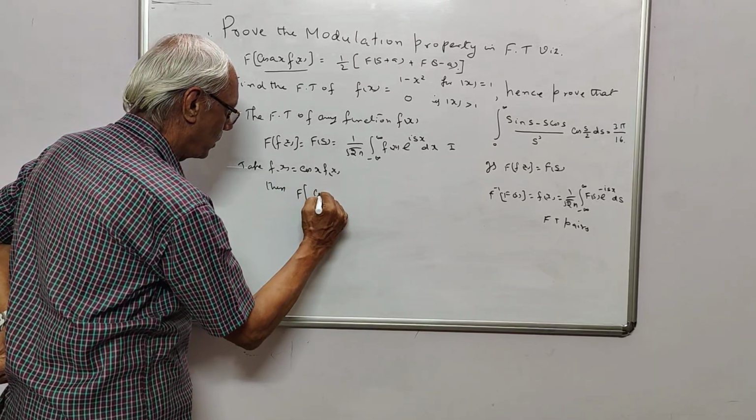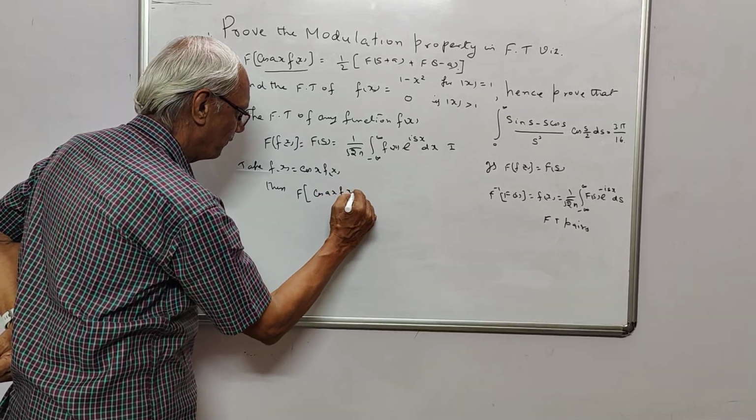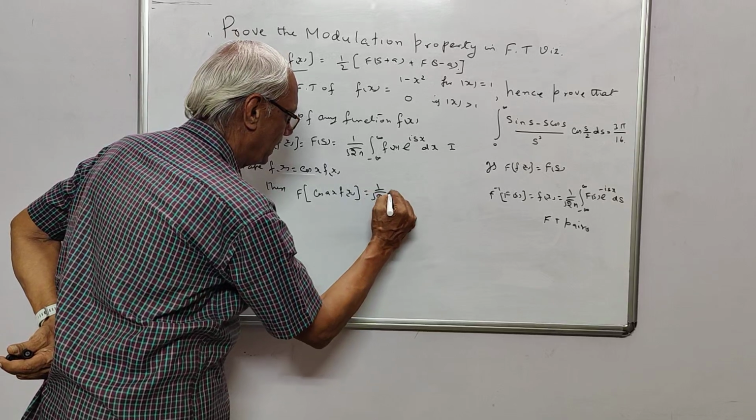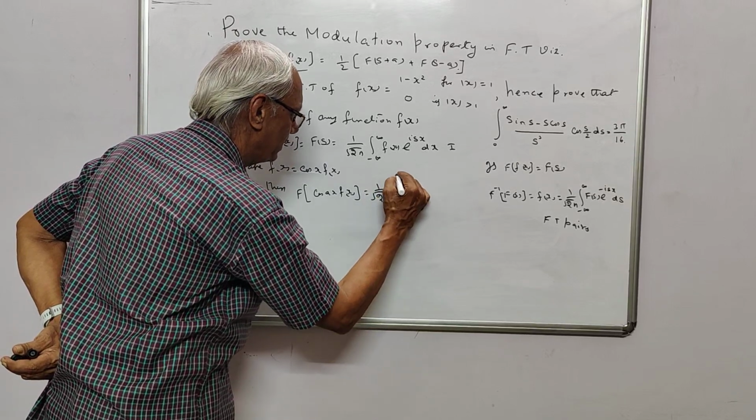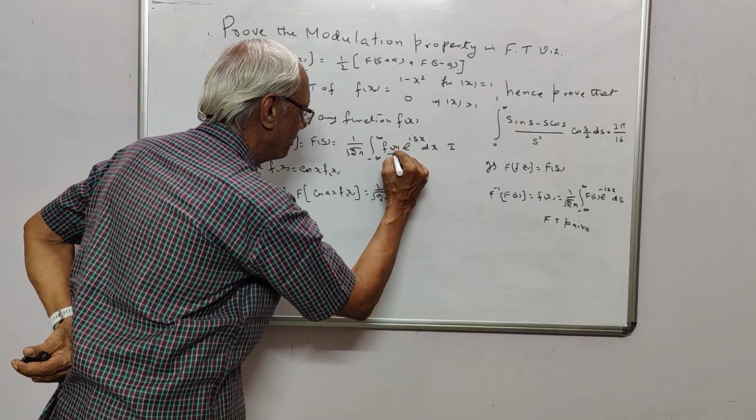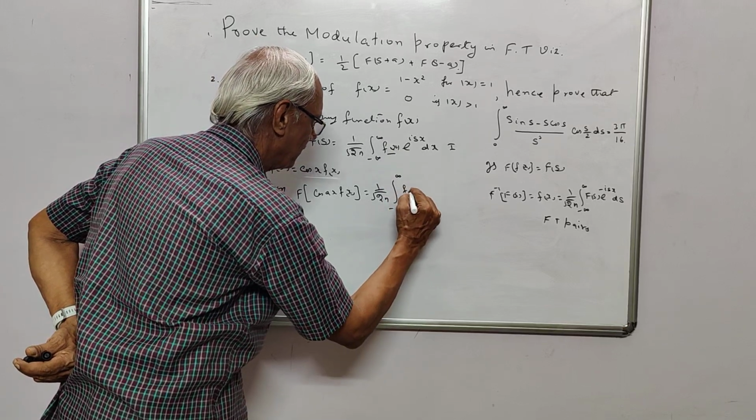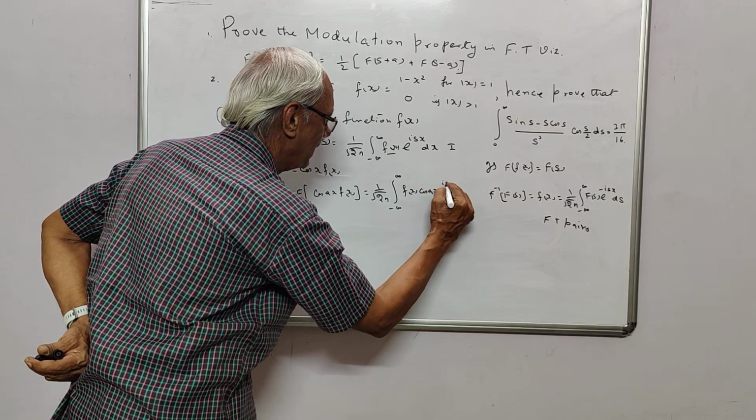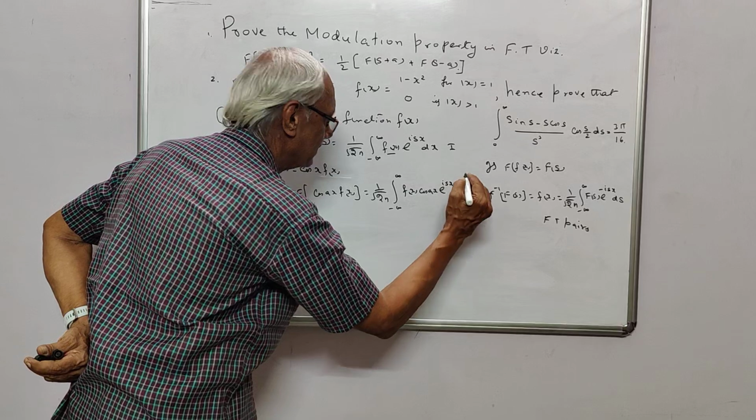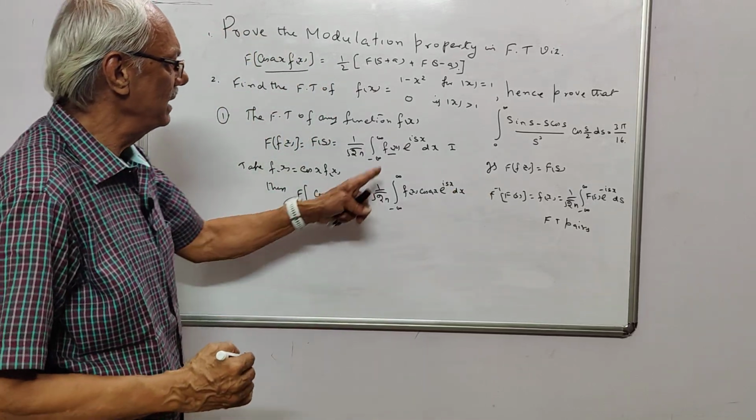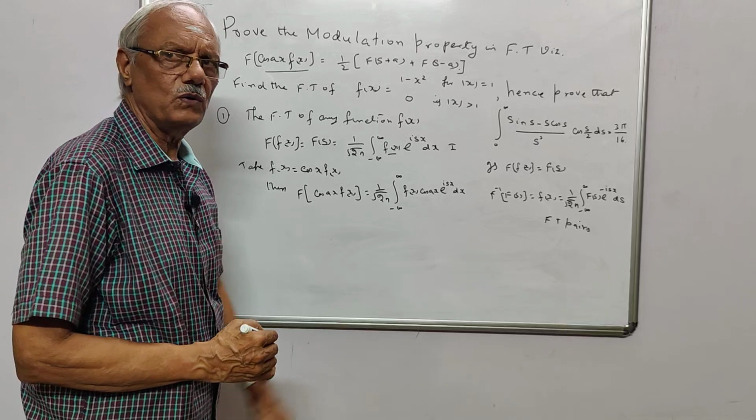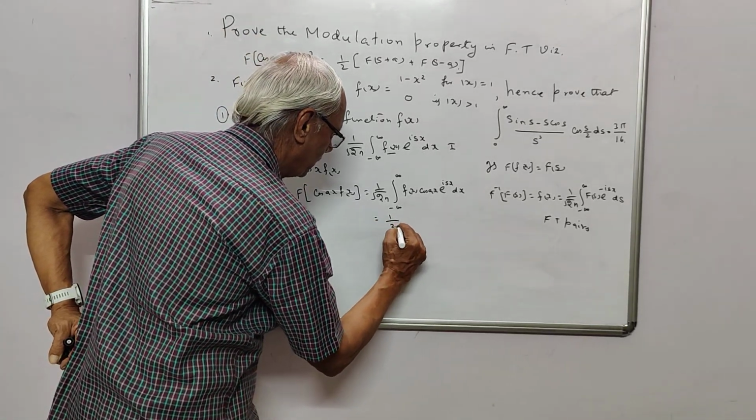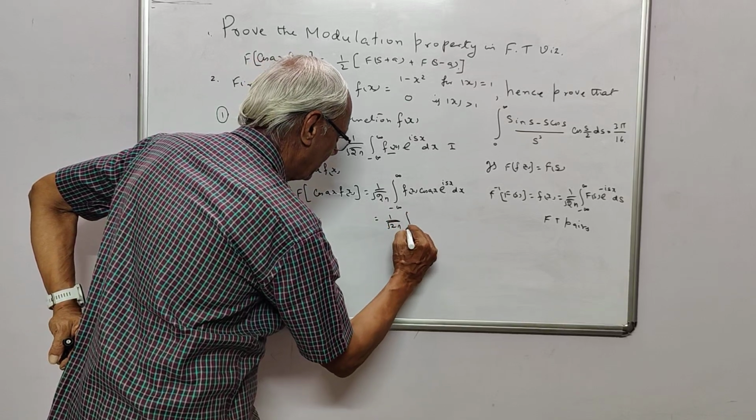F of cos ax f of x is equal to, so simply substitute, 1 by root 2 pi, integral from minus infinity to plus infinity. In the place of f of x, you must write it as f of x into cos ax into e to the power of isx into dx. So I have not done anything except replacing this f of x by f of x into cos ax. So I will do something here. You just understand what I do here. So this I am retaining as it is.